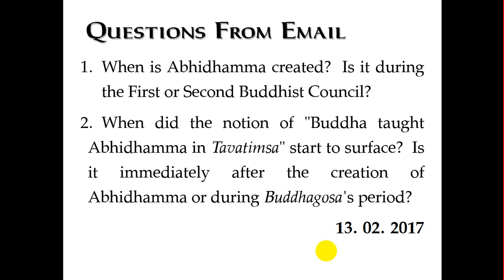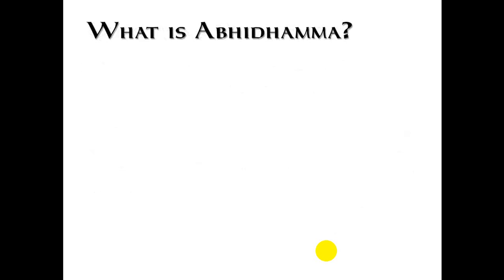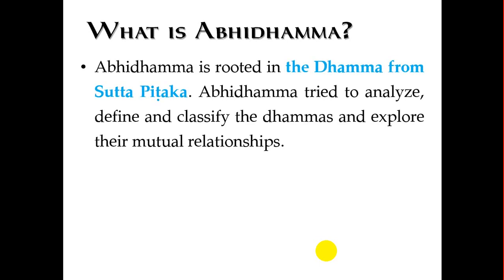The question is, Bhante explained about ultimate realities. Today, of course, I will explain ultimate realities. So what is Abhidhamma? This is my view as well, a summary of what Abhidhamma is. Abhidhamma is rooted in the Dhamma from the Sutta Piṭaka. Abhidhamma tries to analyze the dhammas, to define the Dhamma. So Abhidhamma defines Citta, Cetasika, Rupa, Nibbana, the 4 ultimate realities.